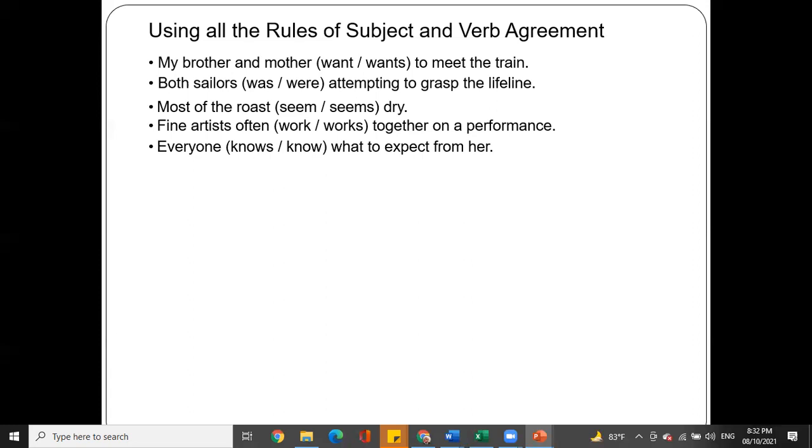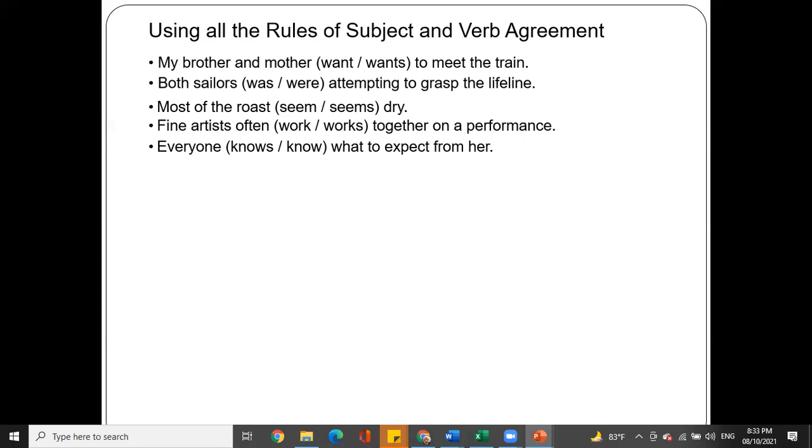Everyone, no one, each, and every. In Tagalog, bawat isa. Everyone knows what to expect from her. Bawat isa. Remember, each and every are powerful enough; they determine the singularity by themselves. When you say each or every, it's singular.